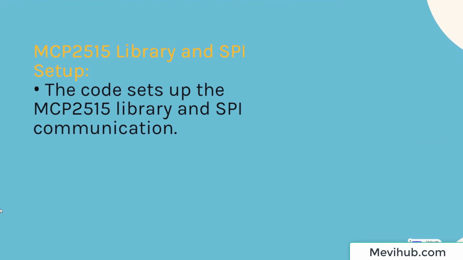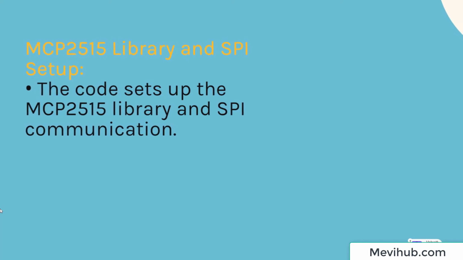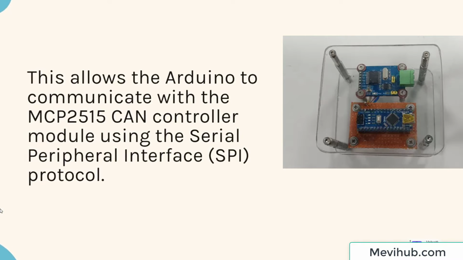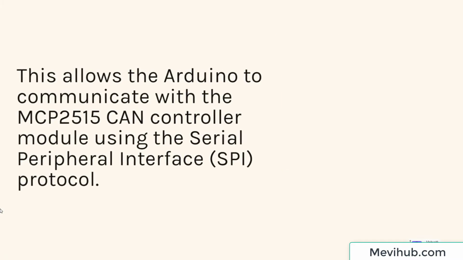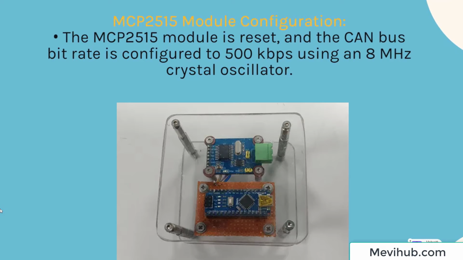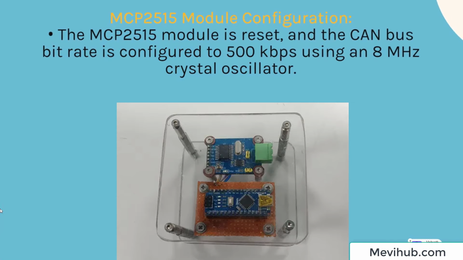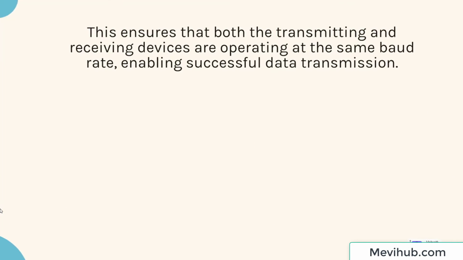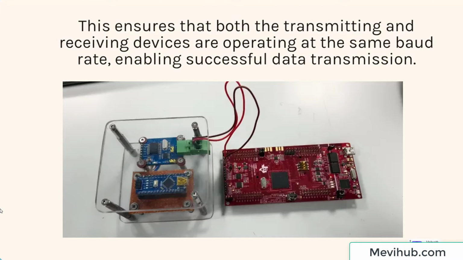MCP2515 library and SPI setup. The code sets up the MCP2515 library and SPI communication. This allows the Arduino to communicate with the MCP2515 CAN controller module using the Serial Peripheral Interface (SPI) protocol. MCP2515 module configuration. The MCP2515 module is reset, and the CAN bus bit rate is configured to 500 kbps using an 8 MHz crystal oscillator. This ensures that both the transmitting and receiving devices are operating at the same baud rate, enabling successful data transmission.